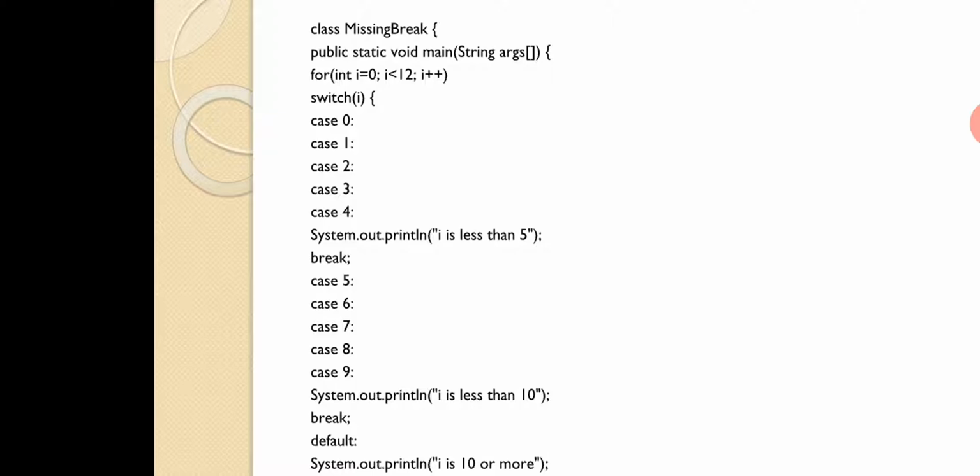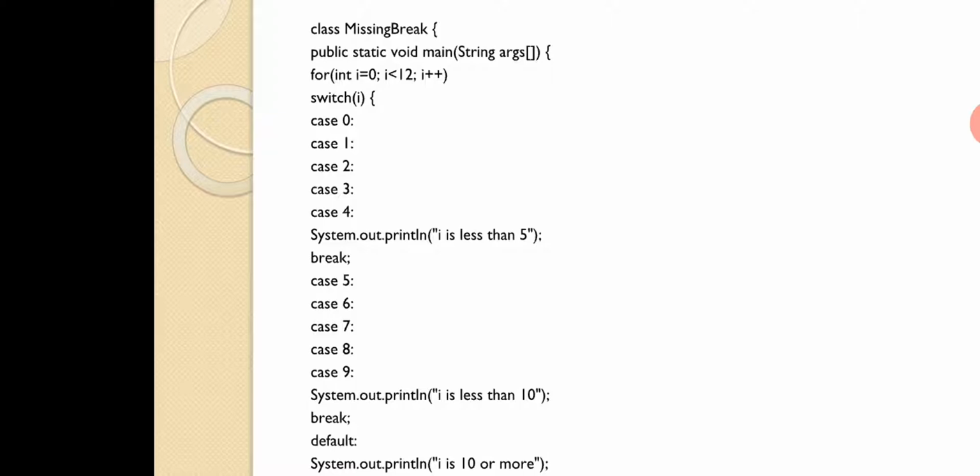No, there also you have nothing. It will go to case 2, case 3, case 4. In case 4, you have one statement, System.out.println "I is less than 5", and it will break. So in the first iteration, you are going to print "I is less than 5" and it will break. Again, it will come out, check the loop, and increment the value of I. I will be 1 now.